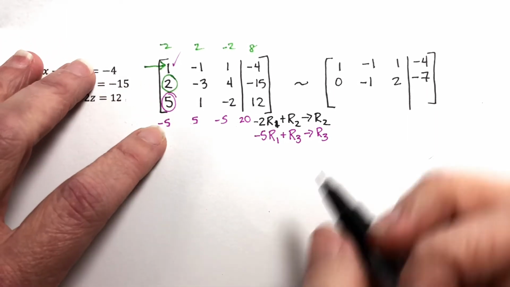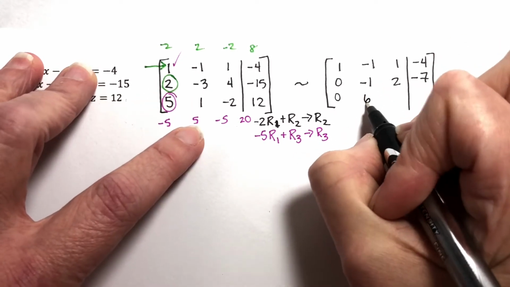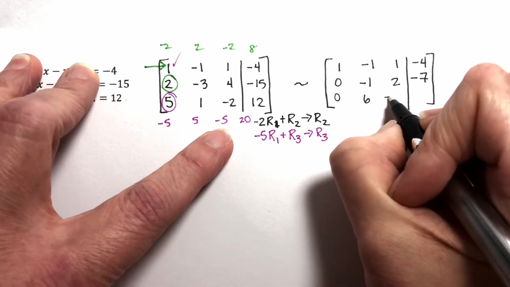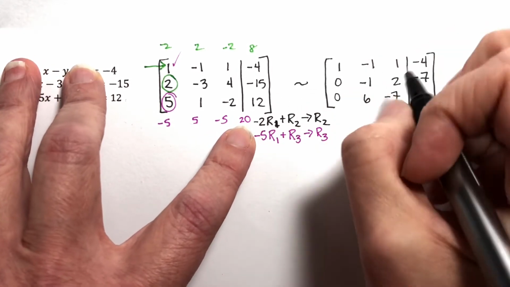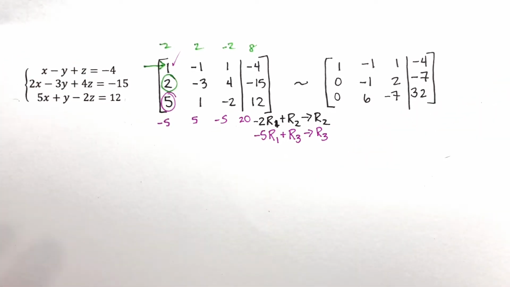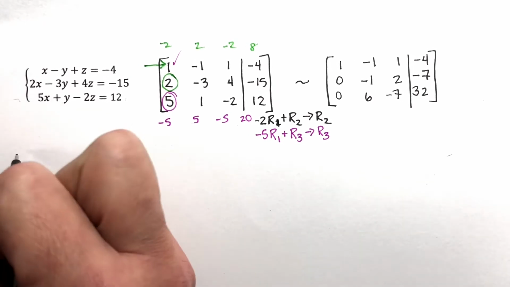5 plus -5 is 0. 1 plus 5 is 6. -2 times -5 would be -7. And then 20 plus 12 would be 32. Okay, so we're in good shape right now. I'm going to recopy it over here.